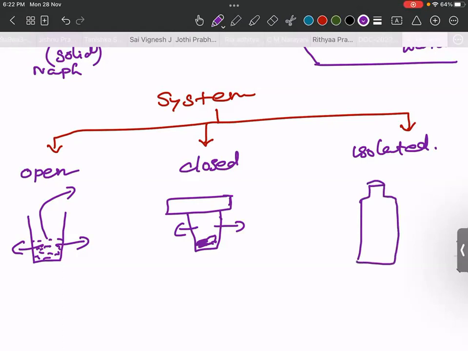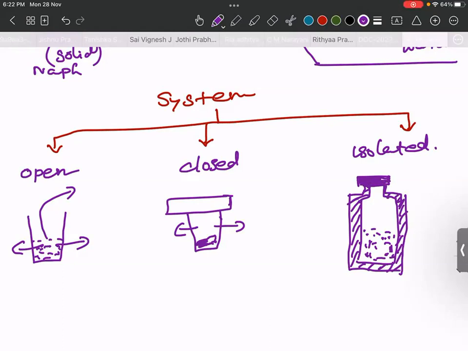So what will be in between? There will be an insulation, right? So you are having a hot cup of anything, hot water or cold water, which was sealed and then covered with the insulation. Insulation means the energy will not be shared with the surrounding.